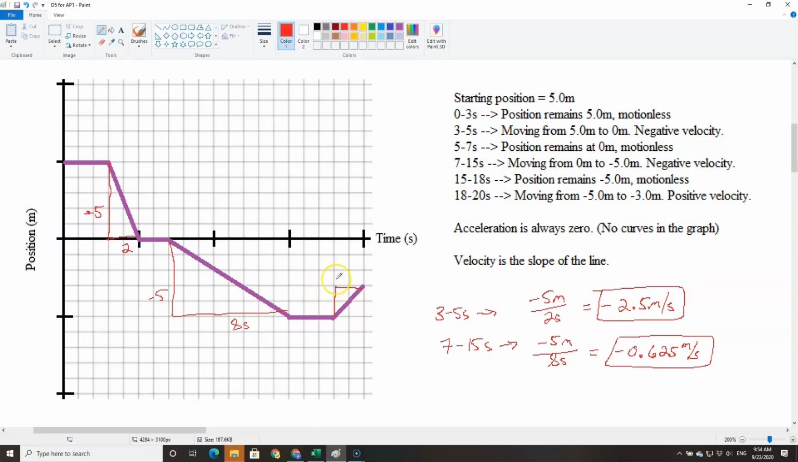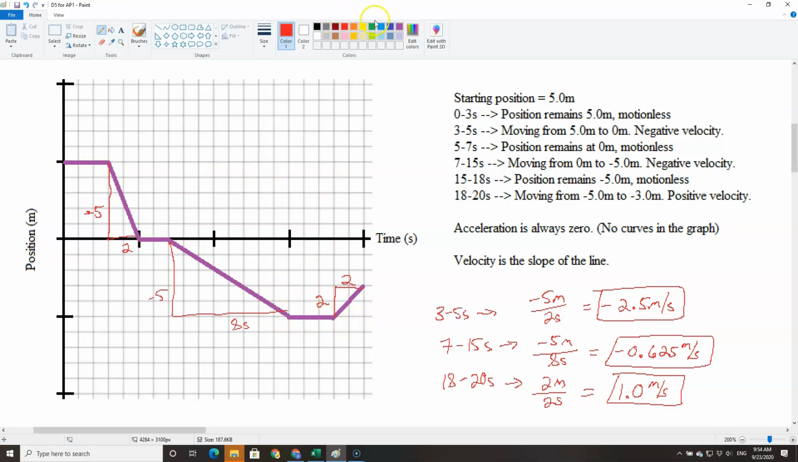This last phase here from 18 to 20 seconds, it's a gain of 2 meters over 2 seconds. So from 18 to 20 seconds, we can say that we gained 2 meters in 2 seconds, so we had a velocity of 1 meter per second. The fastest motion in this graph occurred from 3 to 5 seconds. The slowest motion was when we were motionless, from 0 to 3, from 5 to 7, and from 15 to 18.